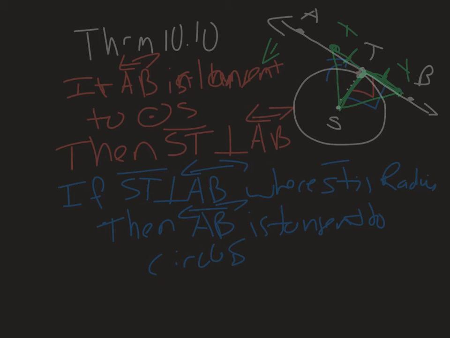If we're going the other way, we get to start with just ST being a radius. We don't know for sure that this is a tangent line. But we could do a similar kind of thing, talking about triangles again and walking through bit by bit, ultimately showing that AB only intersects the circle one time at T.